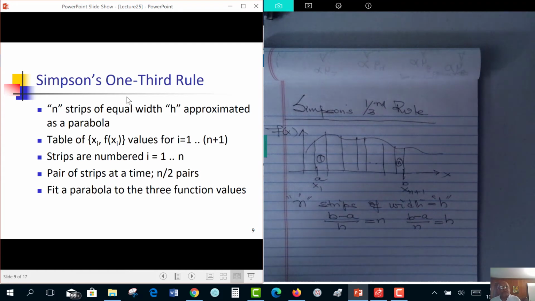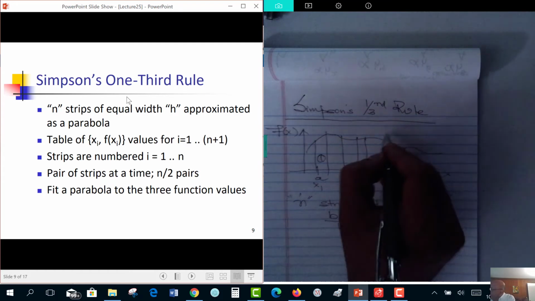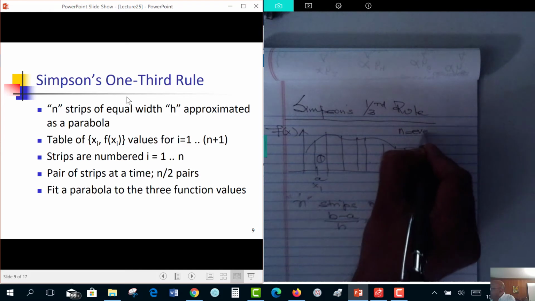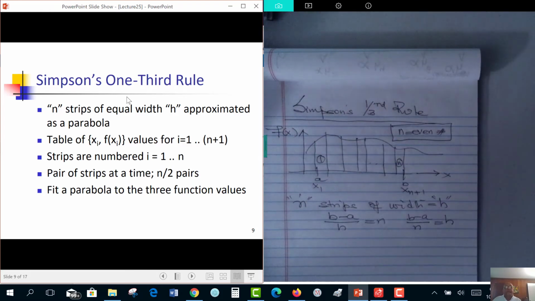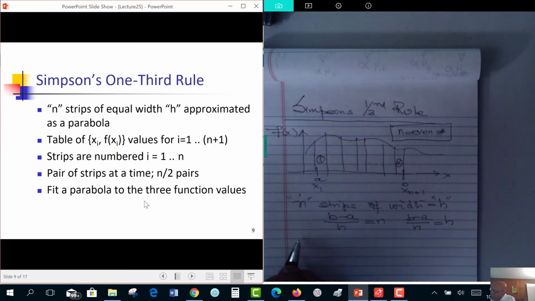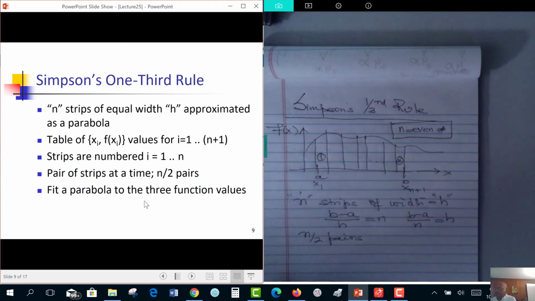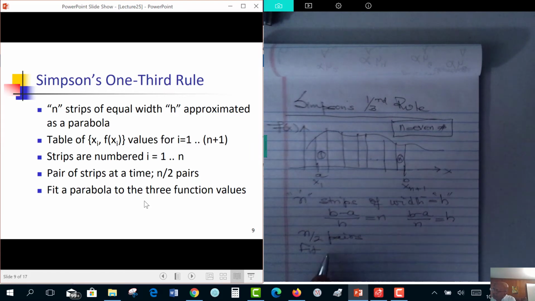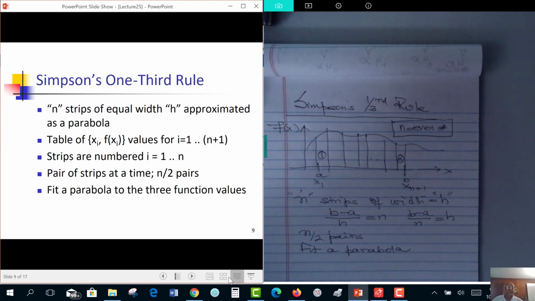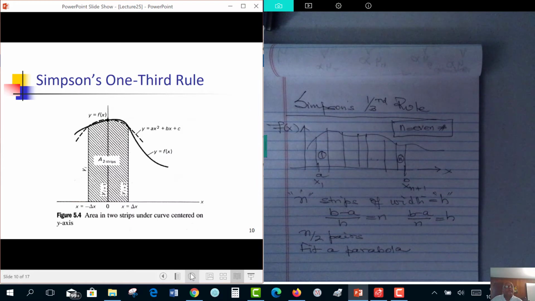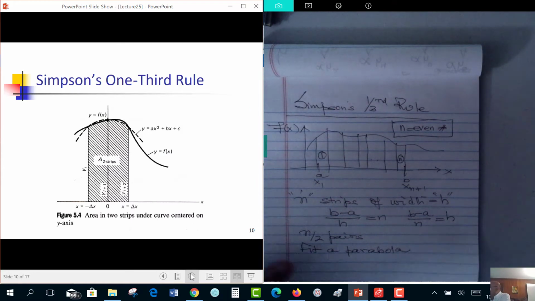But we are going to make sure that n is an even number so that we can pair up the strips. And then, if we have n strips, we have n by 2 pairs. To each pair, we fit a parabola. So let's draw a pair of strips.